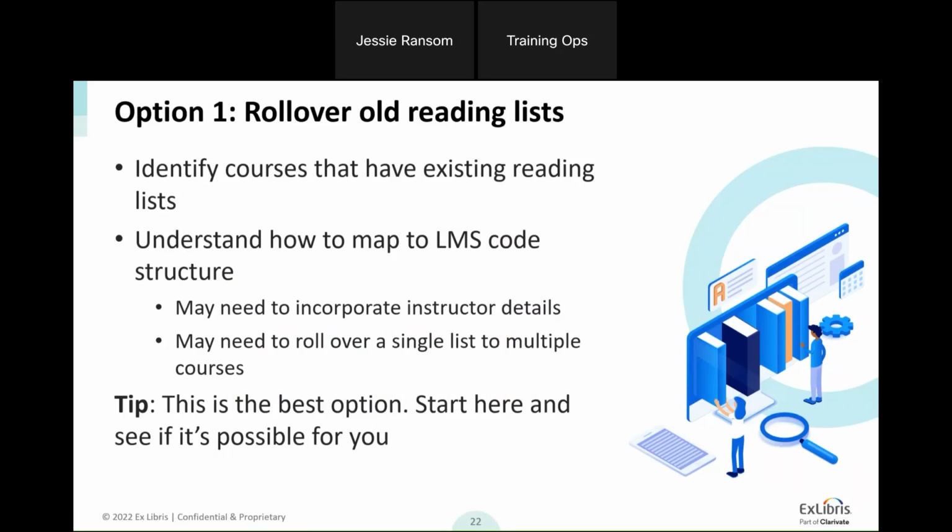So you won't have to do this sort of, what did we used to type in when we typed it in manually? You won't have to do that more than once. It should be just the first time that you would need to do that. This option here, rolling over the reading lists, is the best option. So I would recommend starting here to see if this is even something that's possible.